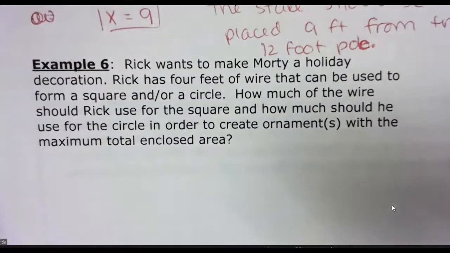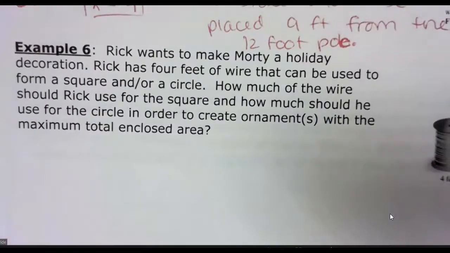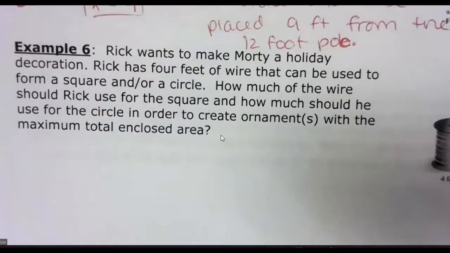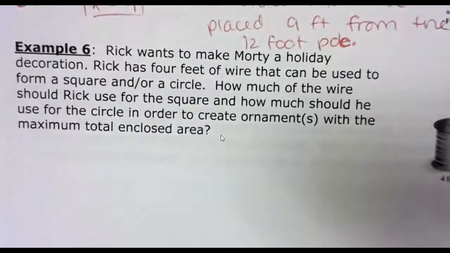Okay. Example number 6. Rick wants to make Morty a holiday decoration. Rick has 4 feet of wire that can be used to form a square and or a circle. How much wire should Rick use for the square, and how much wire should he use for the circle in order to create ornaments with the maximum total area?